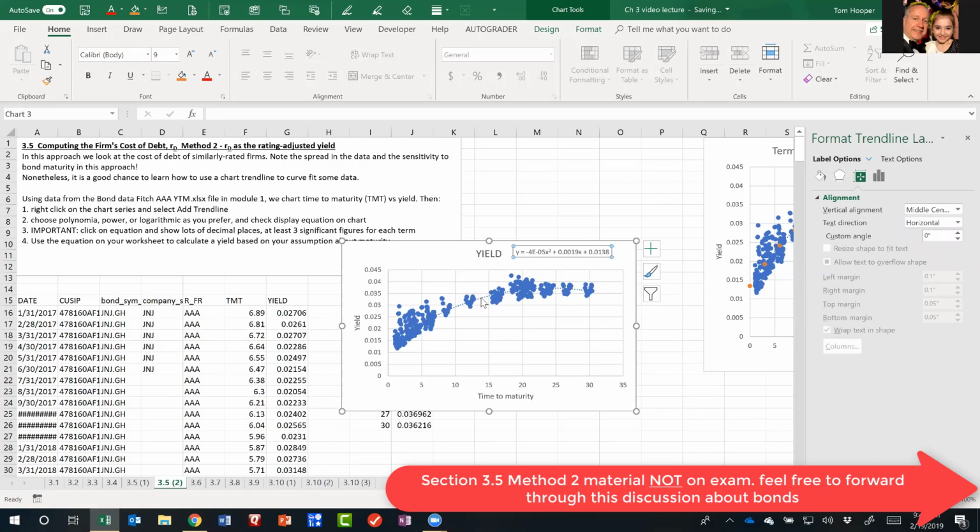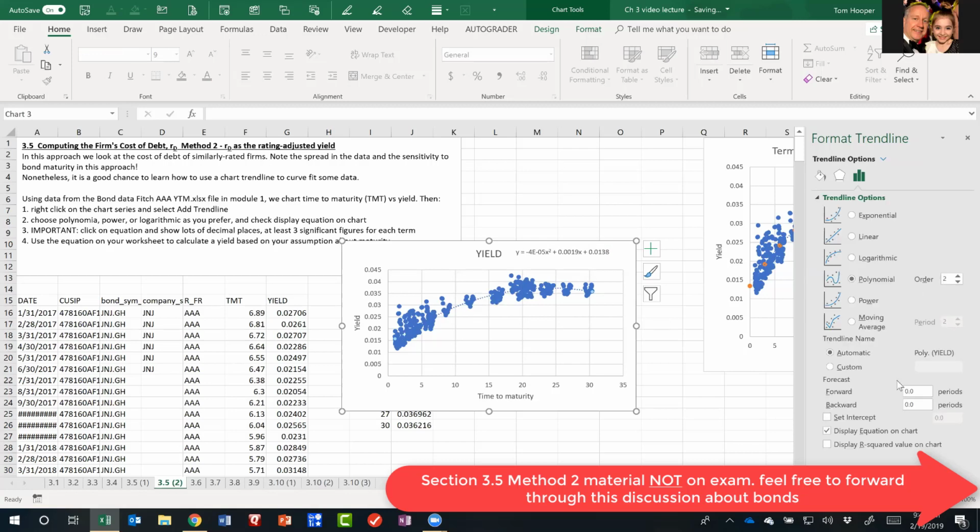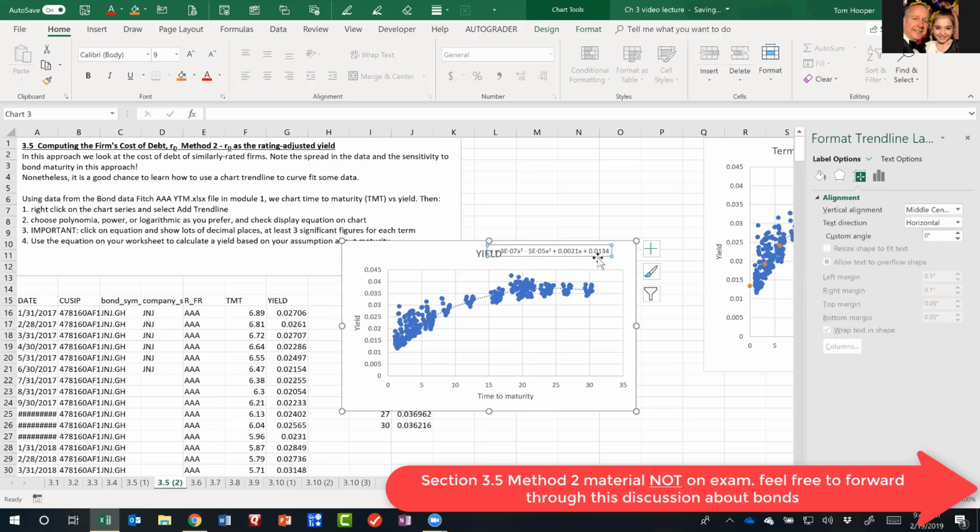If we came back to that trend line and said we want a third order polynomial, now we have an x cubed term in there. And all it's doing is giving us the equation that we could use to fit. So if we wanted a 10-year bond, and we wanted to use this equation to estimate what the yield would be based on this data set, then this equation should calculate just a little bit below 3% yield. Any questions on that?